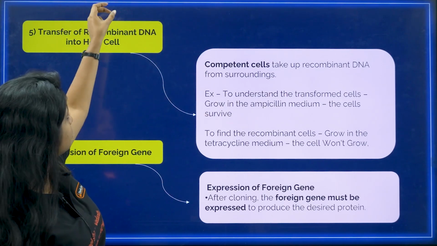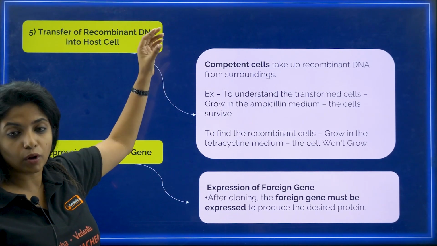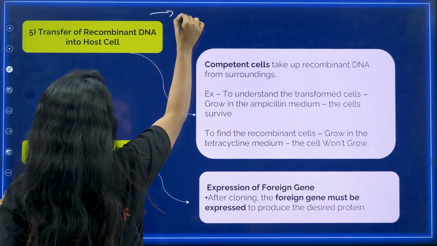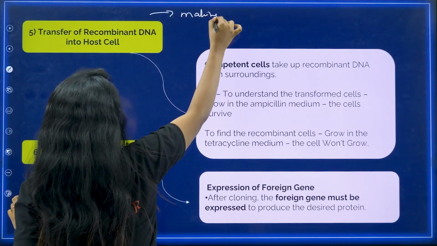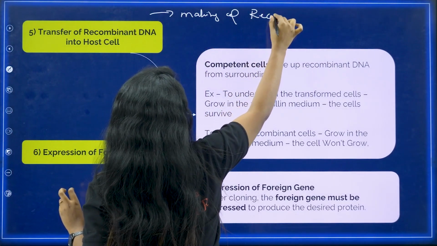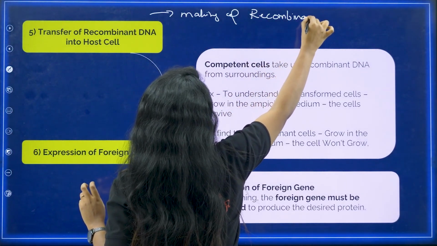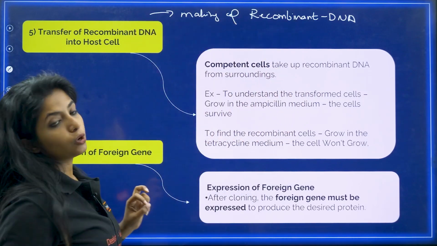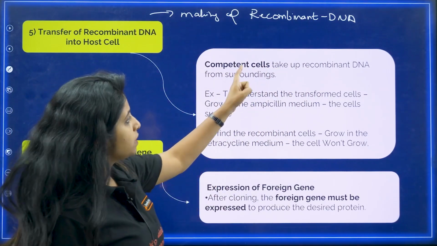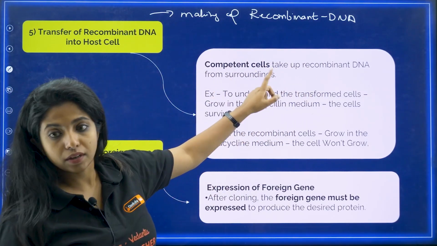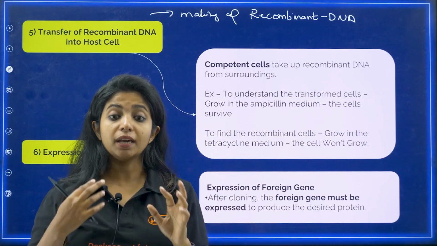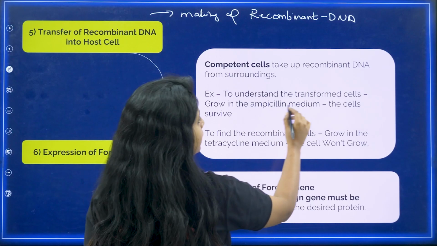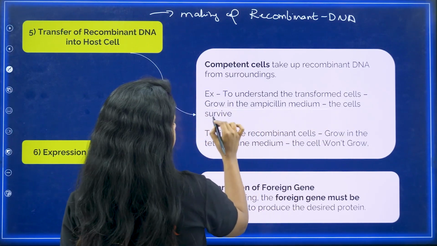So there will be a fourth step which involves what? I'll put it over here so that you don't get confused. Making of recombinant DNA and then transfer of recombinant DNA into the host cell. So competent cells take up recombinant DNA from the surroundings. The competent cells, as in the cells which are capable of taking in, will take up from the surroundings. Example: the transformed cells grow in ampicillin medium, the cells survive.